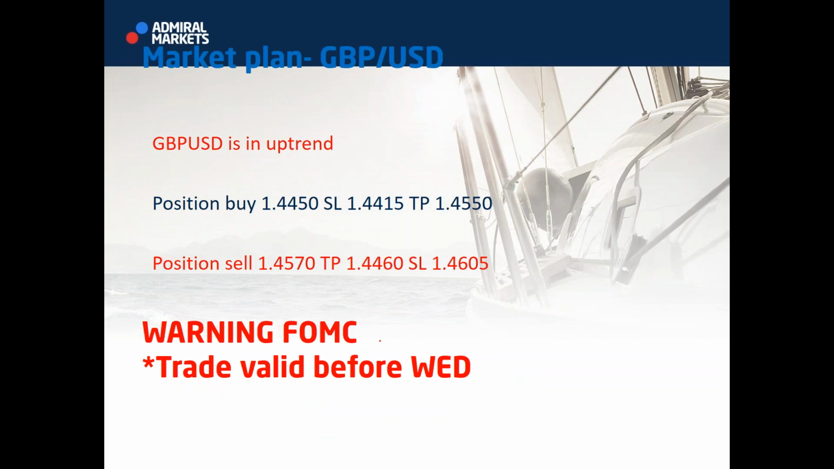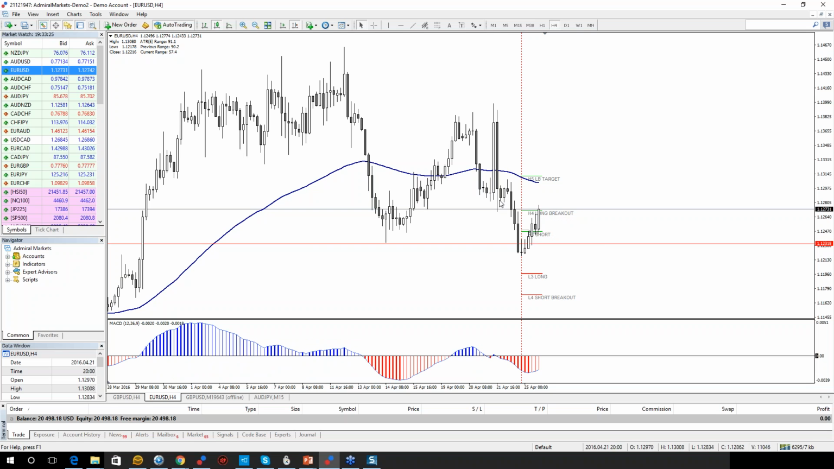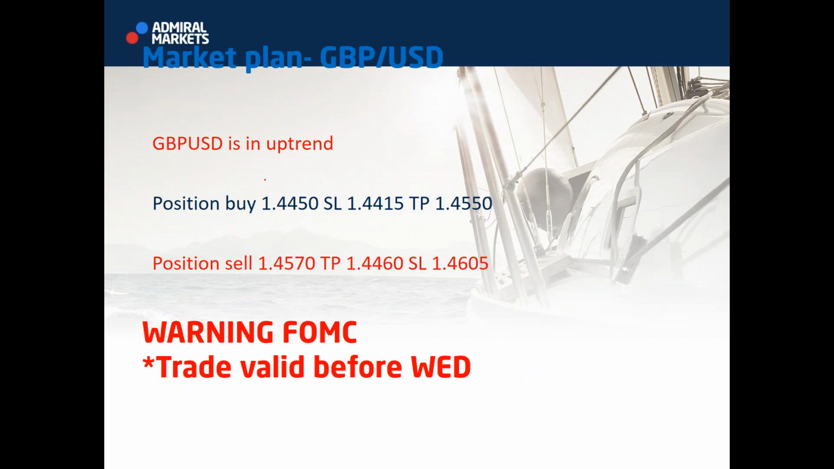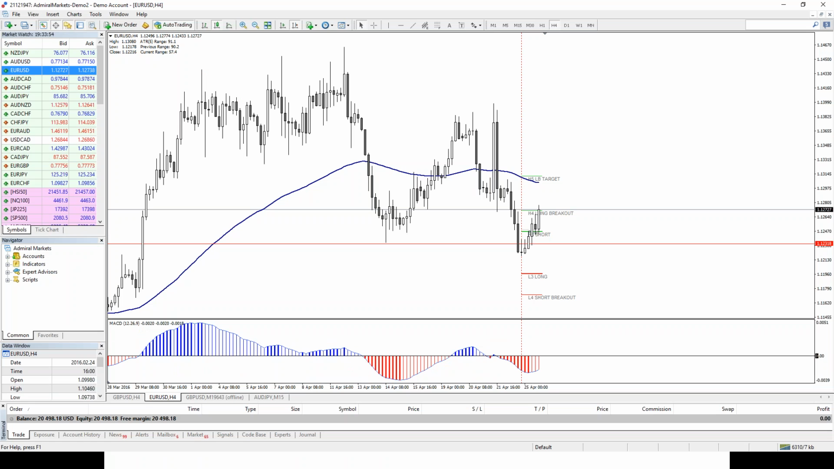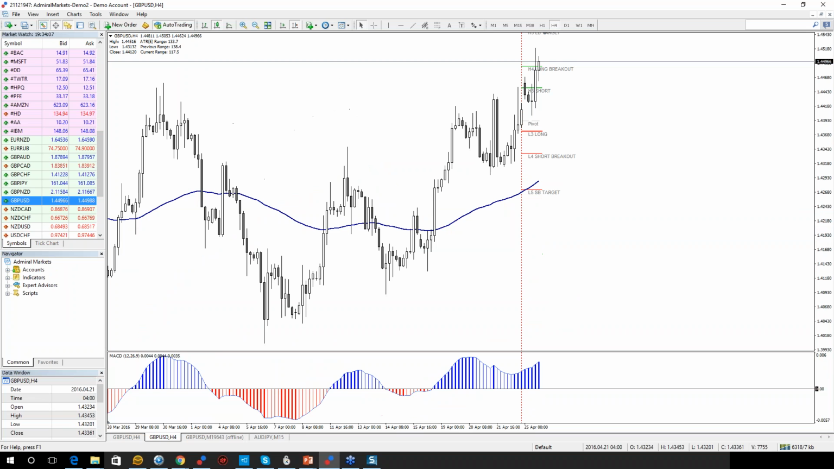You see, warning, FOMC, trade valid before Wednesday. Yes, you need to watch what LH, if you assume lower high, well, yes, the price needs now to actually close above this and proceed at least towards this region here. But you see, I'm long already, so I have my stop loss in place, my risk is in place, so let's see. Pound dollar is uptrend, buy position 44.50, stop loss 44.15, 45.50 is target. I would sell here, and still the warning applies. Okay, guys, so still the warning applies. You don't want to actually trade during FOMC, guys. You don't want to trade during FOMC.